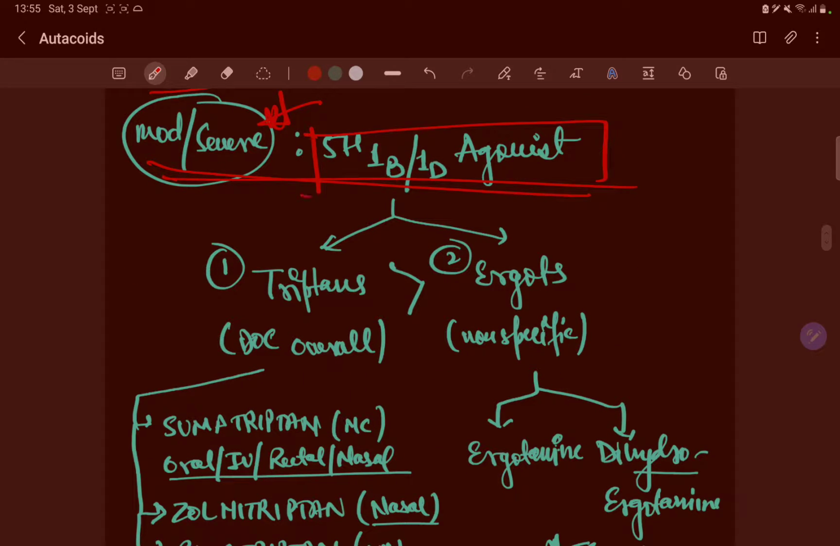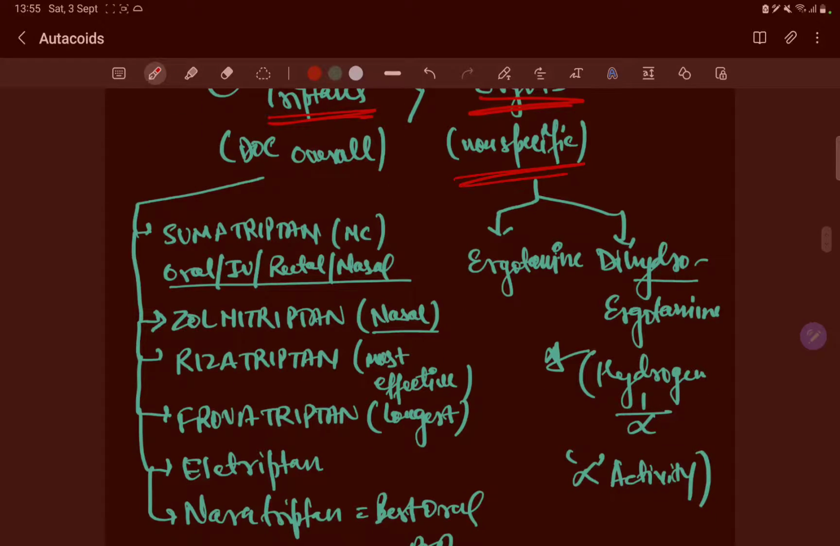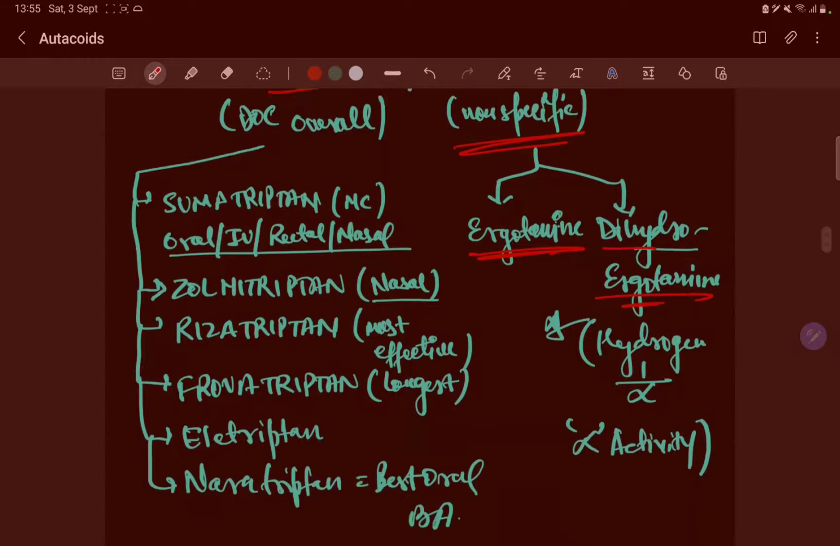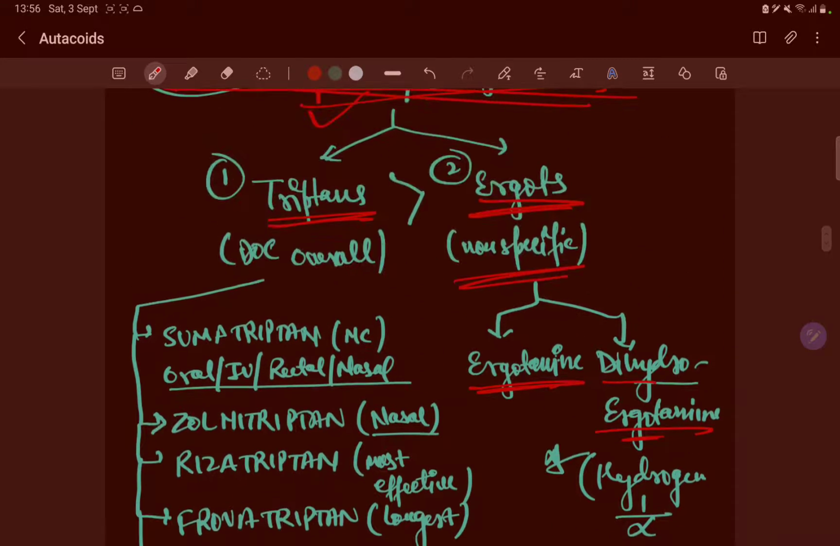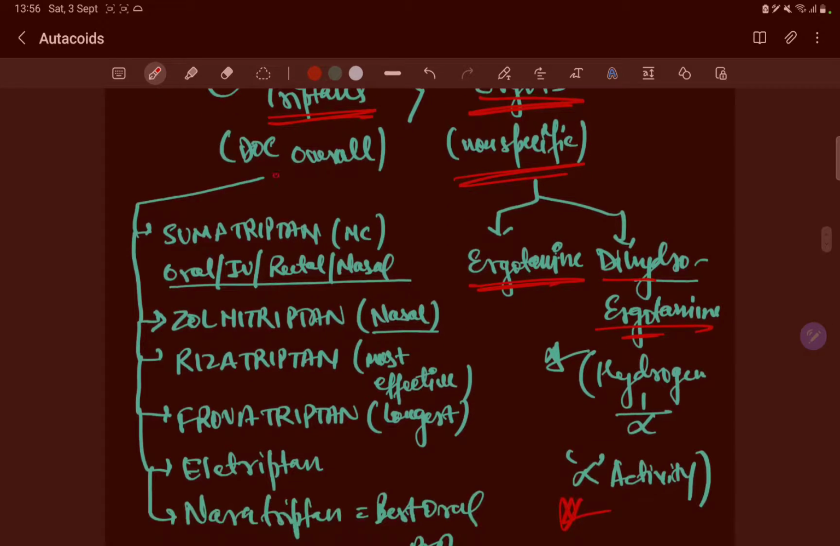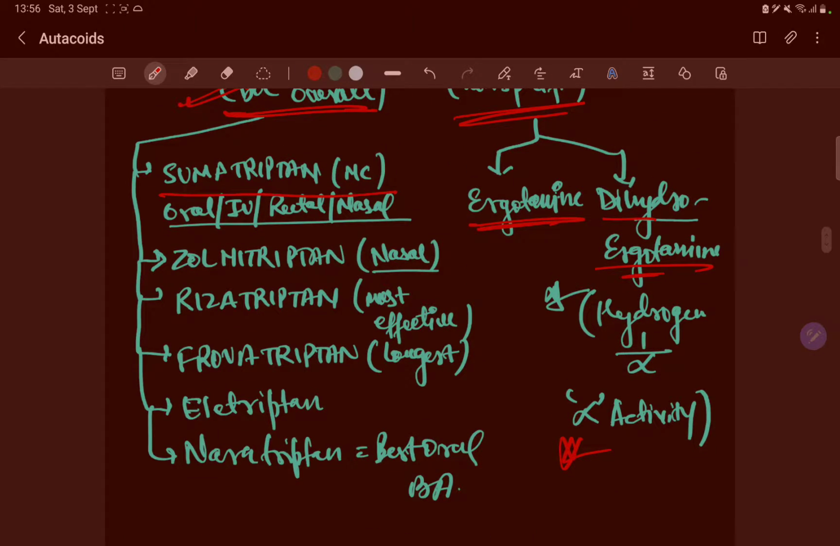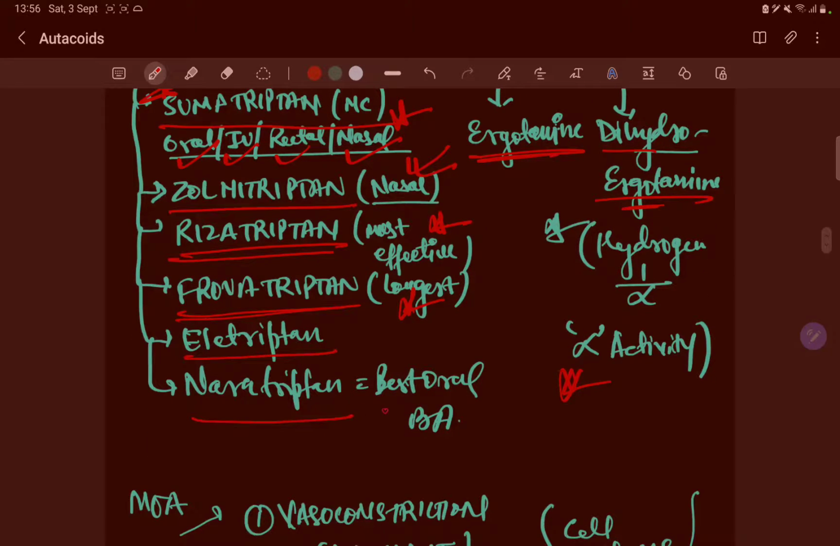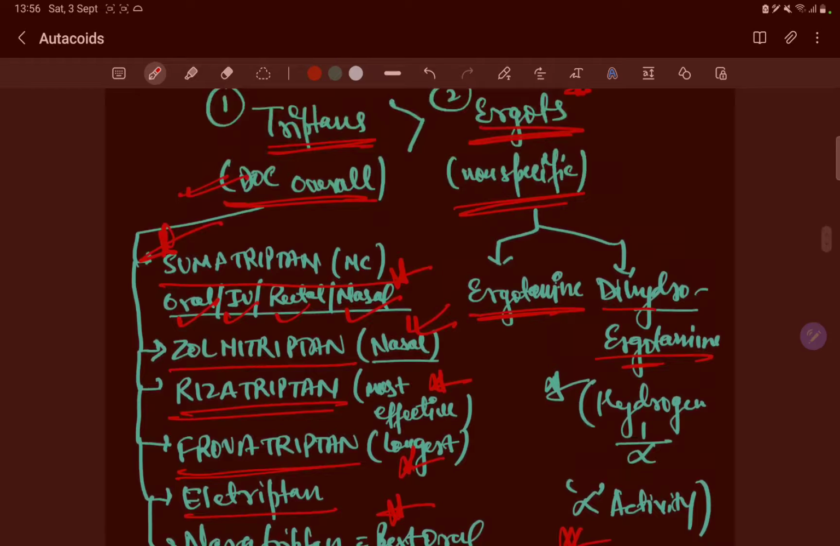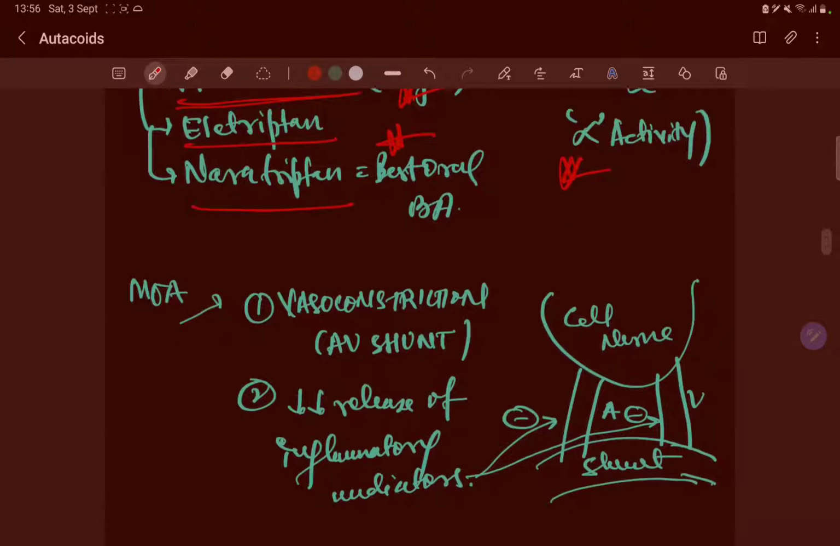So we give 5-HT 1B/1D agonists, these are the triptans or the ergots. The ergots are non-specific, so we use ergotamine and dihydroergotamine, okay? These are ergots. And the overall drug of choice is triptans. In triptans we use sumatriptan, the most commonly used, oral, IV, rectal and nasal. Zolmitriptan also has a nasal route. Rizatriptan is the most effective. Frovatriptan is the longest acting. Eletriptan and naratriptan have the best oral bioavailability. So these are the triptans which are used in migraine.